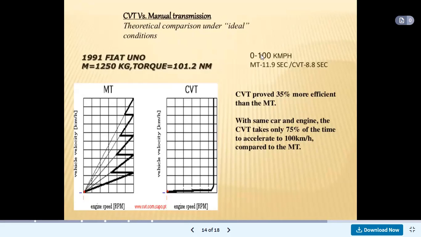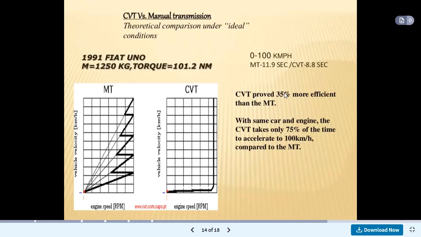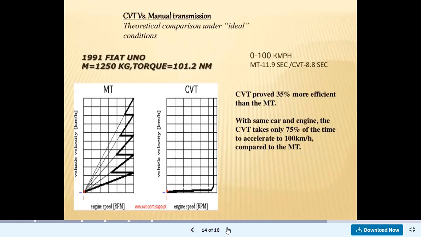If we see 0 to 100 kilometers per hour, manual transmission takes 11.9 seconds, and CVT achieves it in 8.8 seconds. So CVT proved 35% more efficient than manual transmission. With the same car and engine, the CVT takes only 75% of the time to accelerate to 100 kilometers per hour compared to the manual transmission.